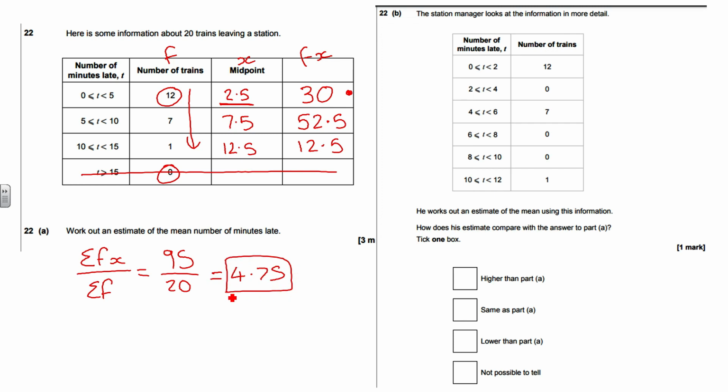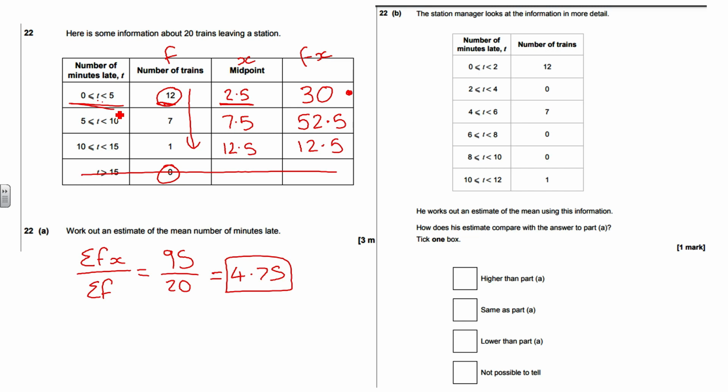Does that make sense in the question? Well, it's definitely between 0 and 15 minutes late. It is in this lower group, but since the vast majority, 12 trains, were in this lowest group, least minutes late, I think that seems a pretty good estimate.